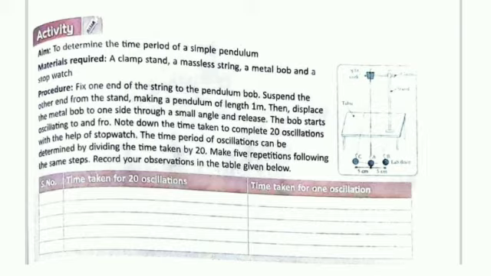The time period of oscillations can be determined by dividing the time taken by 20. You count 20 times, and after that divide it by 20, so that you can get the time of one oscillation. Make 5 repetitions following the same steps. Record your observation in the table given below. Every time, count 20 oscillations, divide by 20, and note it down in this chart.